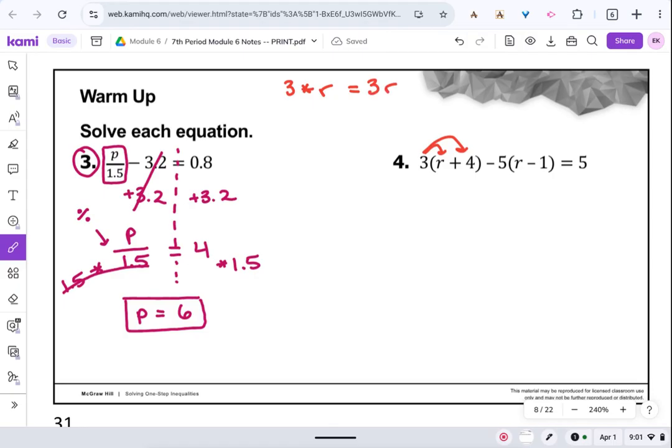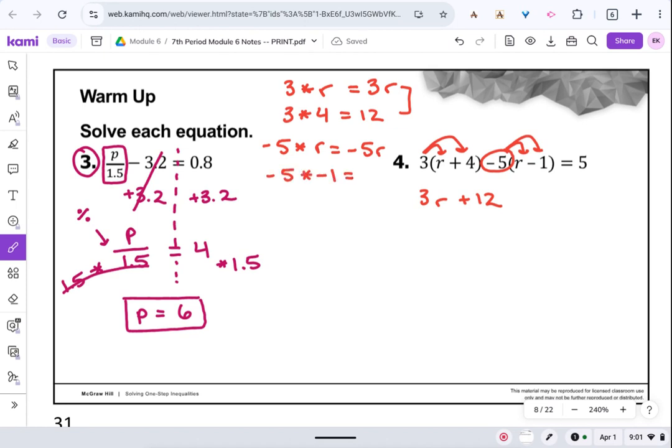So 3 times r is 3r. 3 times 4 is 12. Okay, so that's what's going to go in for that first piece, 3r plus 12. The second thing we need to do is take the -5 and multiply it into both parts here. So we'll have -5 times r is -5r. And then we'll have -5 times -1, which is 5. And these two are going to go together next to the 3r and the 12. So -5r plus 5 equals 5.